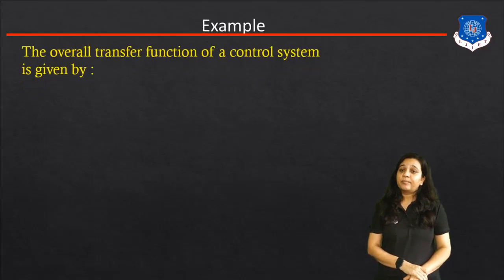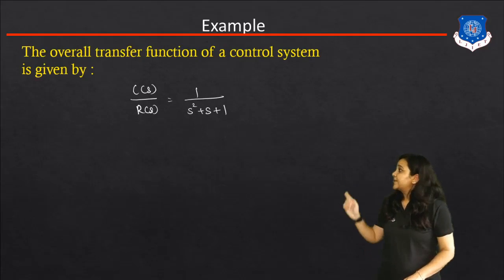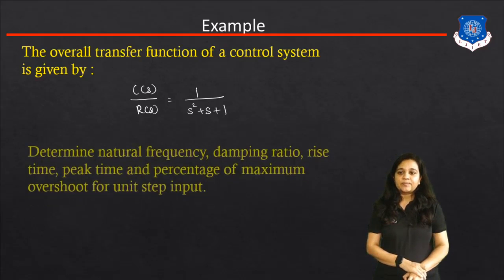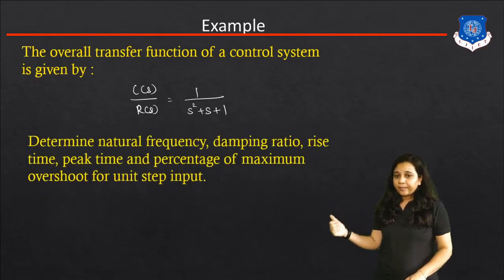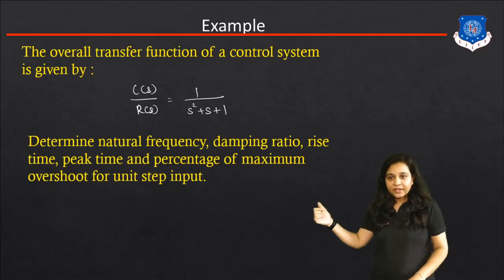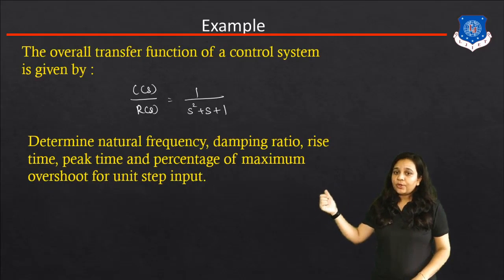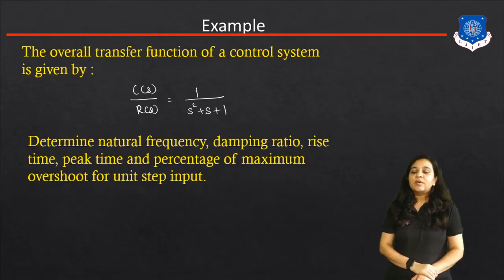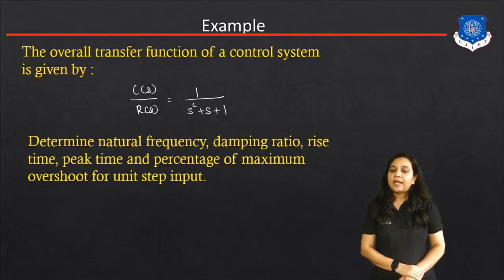The next example is: the overall transfer function of the control system is given by C(s)/R(s) = 1/(s² + s + 1). We have to determine the value of natural frequency, damping ratio, rise time, peak time and percentage of maximum overshoot for the unit step input.